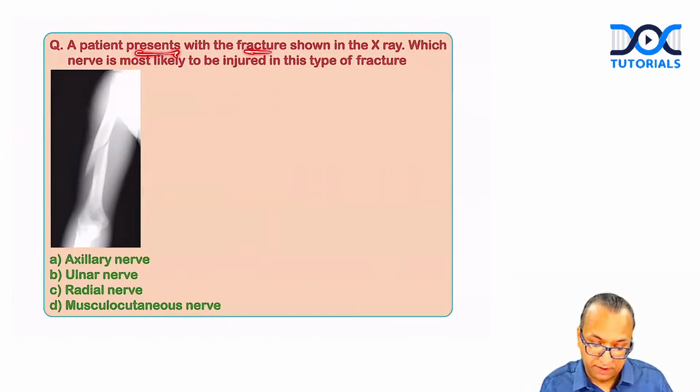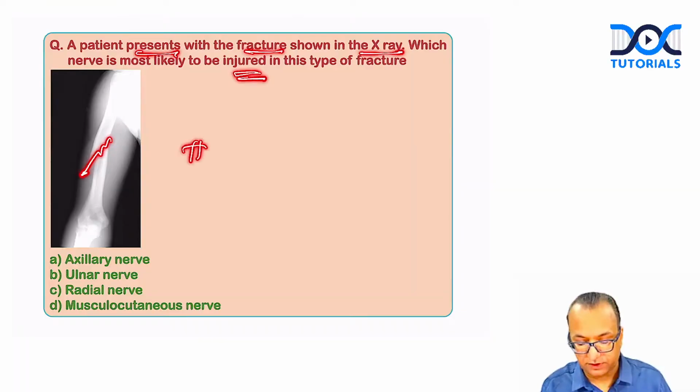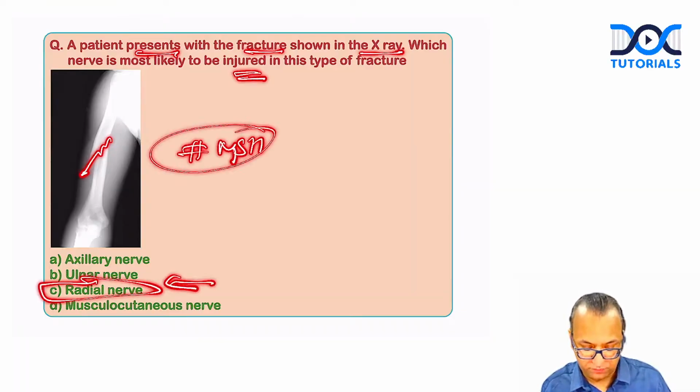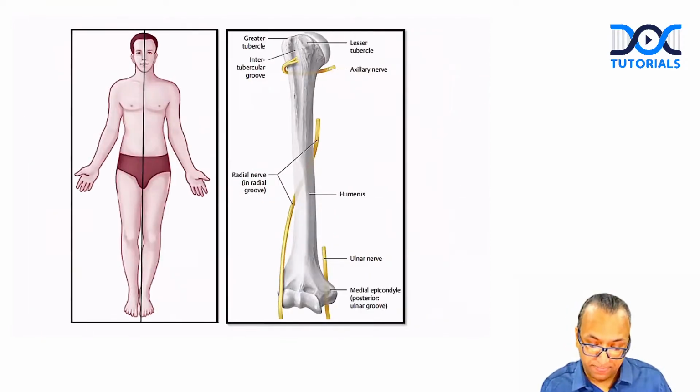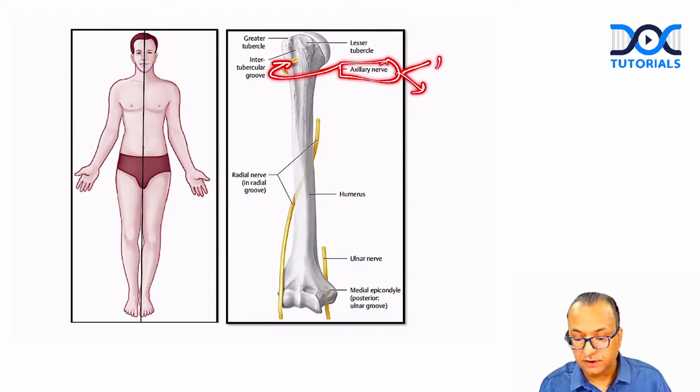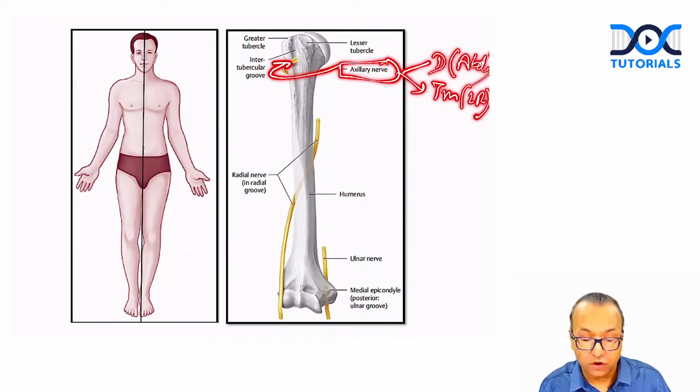Now, a patient presenting with a fracture on X-ray, which nerve? You know, very frequent questions. Mid-shaft fracture of the humerus, radial nerve in the radial groove. You should remember that if it is the surgical neck of the humerus, axillary nerve damage, supplying deltoid and teres minor. Deltoid for abduction of the shoulder joint, teres minor for lateral rotation of the shoulder joint, compromised in fracture neck of humerus.